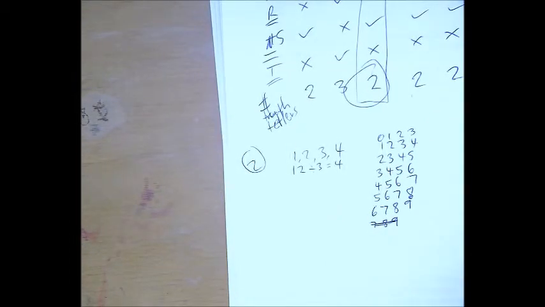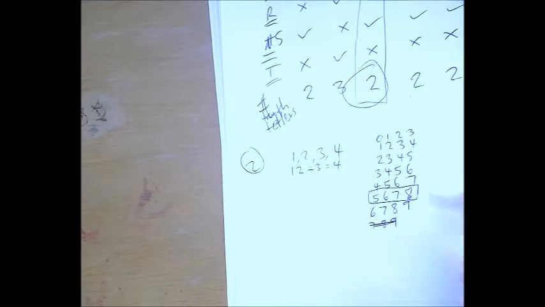Now you just work through them. Which one works? What's that one? 56 divided by 7 equals 8.